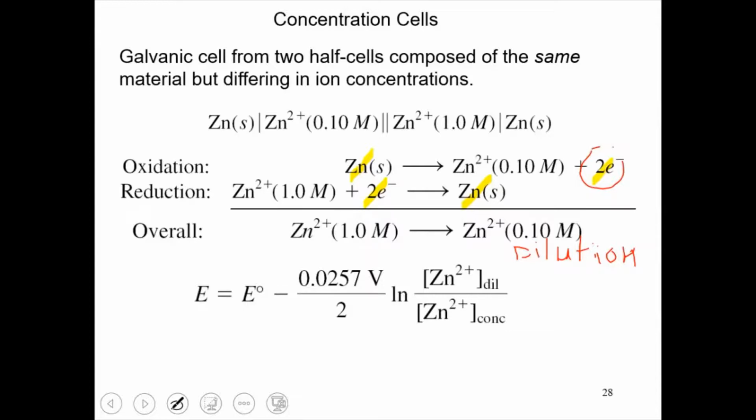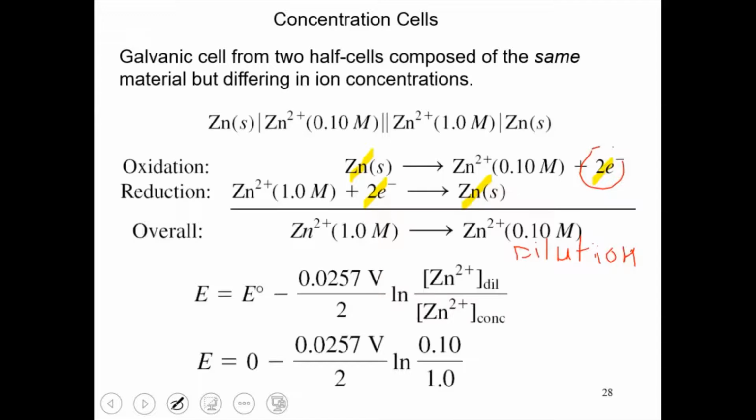Now, in the standard state, there would be no transfer of electrons. If both of them were at 1 molar concentrations, both half cells would have the same thing going on. There's no net transfer of electrons, so E naught equals 0. And then the concentrations of my dilute versus concentrated zinc ions is 0.1 over 1. So that's a 1 in 10 dilution, essentially.